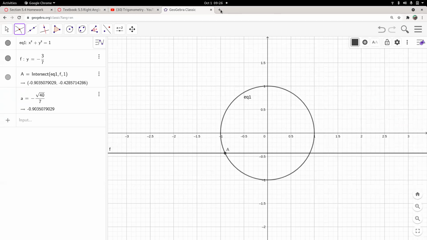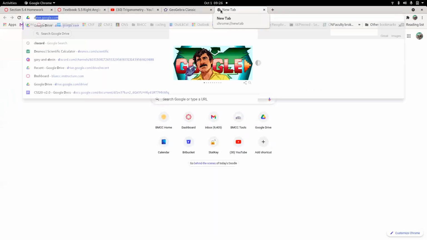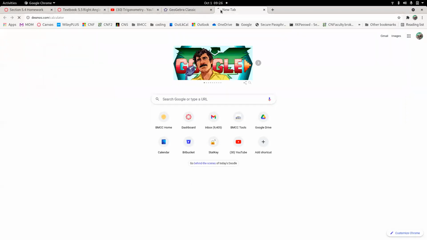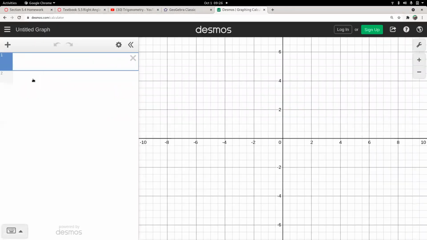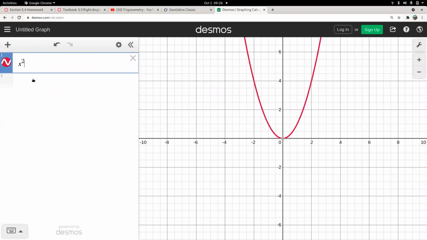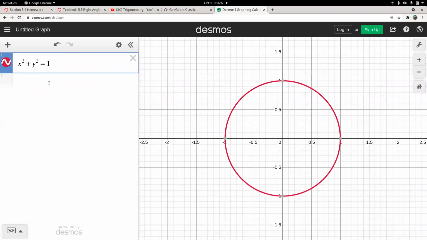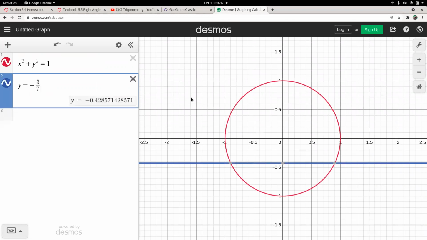And we could do the same thing in Desmos. So let's try it there for you Desmos users out there. Desmos graphing calculator, this one. So pretty similar, x squared plus y squared equals 1. Zoom in. Oop, too far. And then y, we have to know that the sine is the y value, is negative 3/7. And then we want to know what is that value right there.